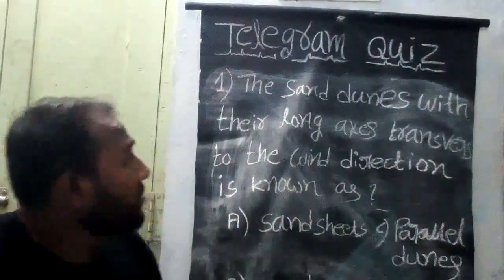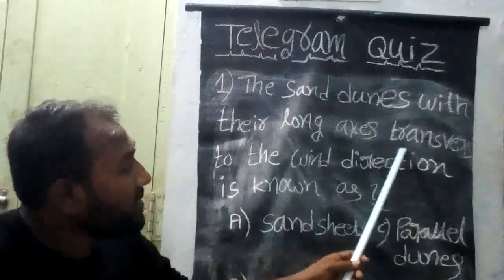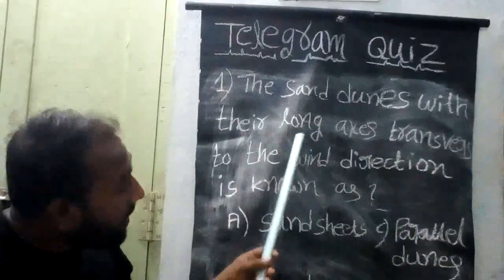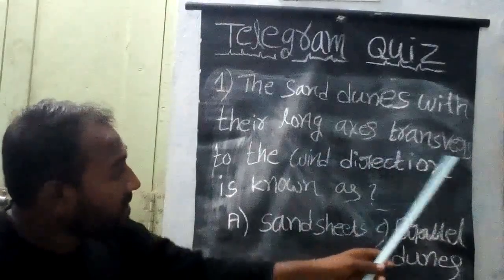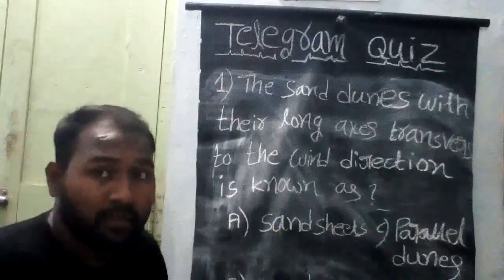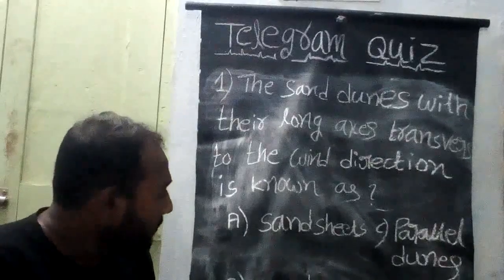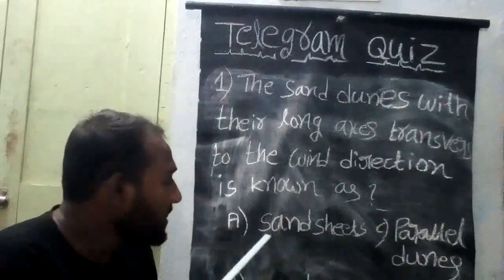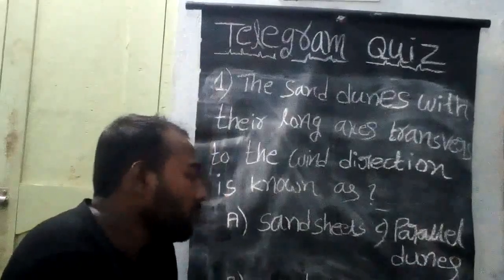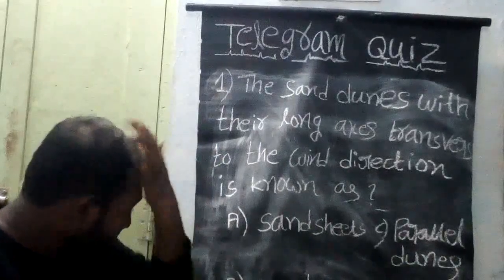So today our class is on Telegram quiz explanation. The first question is: the sand dunes with their long axis transverse to the wind direction are known as. Here are the four options: first, sand sheets; second, barchans; third, parallel dunes; fourth, longitudinal dunes. So which is the correct answer among these four?